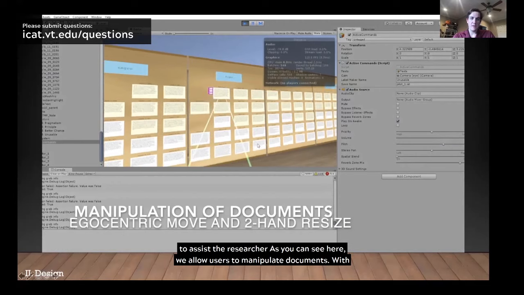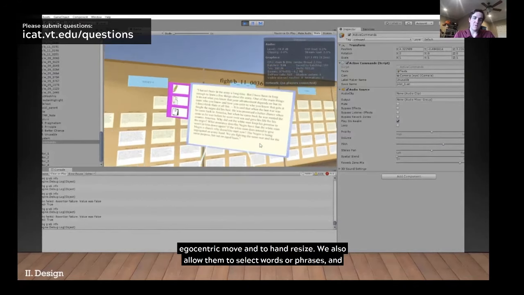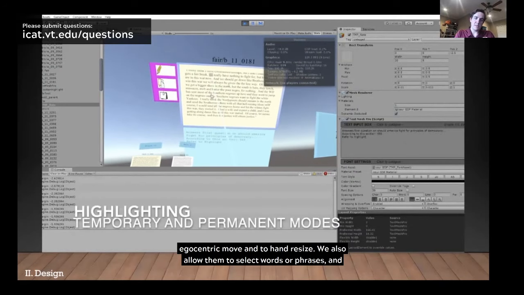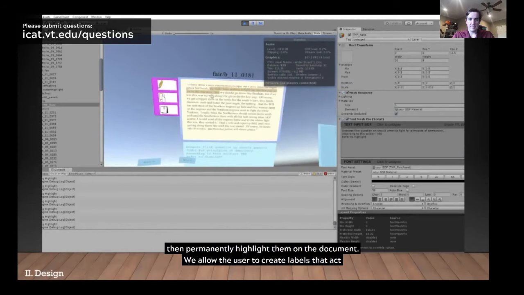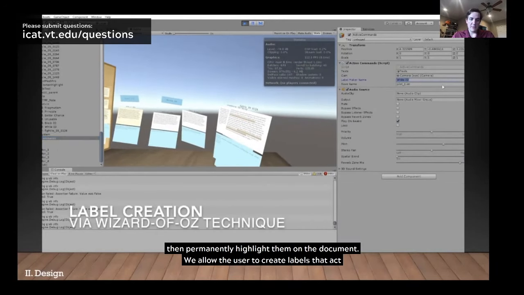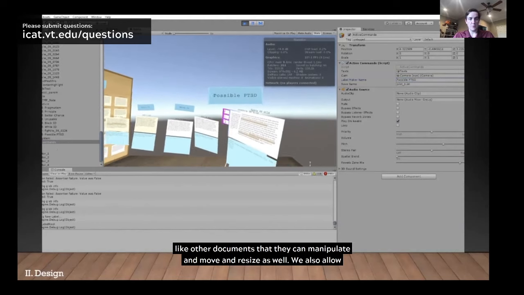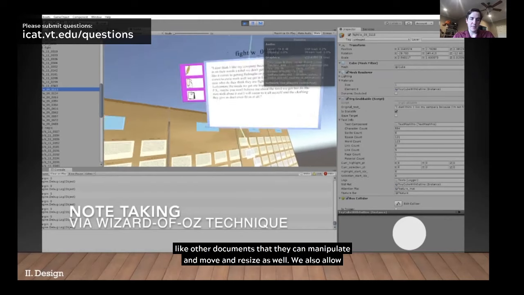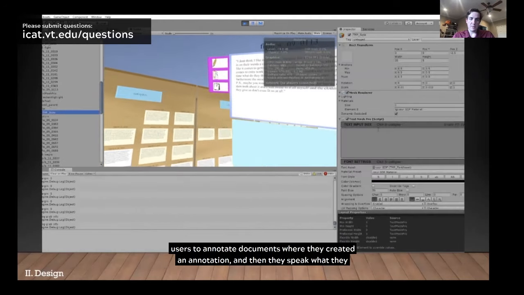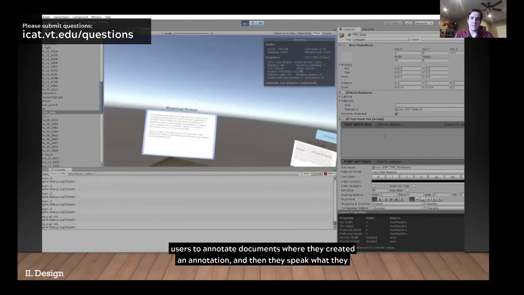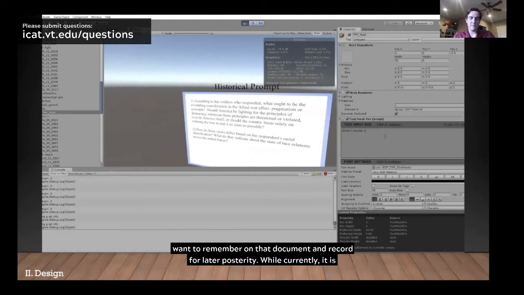As you can see here, we allow users to manipulate documents with egocentric move and two-hand resize. We also allow them to select words or phrases and then permanently highlight them on the document. We allow the user to create labels that act like other documents that they can manipulate and move and resize as well. We also allow users to annotate documents where they create an annotation and then they speak what they want to remember on that document and record for later posterity.